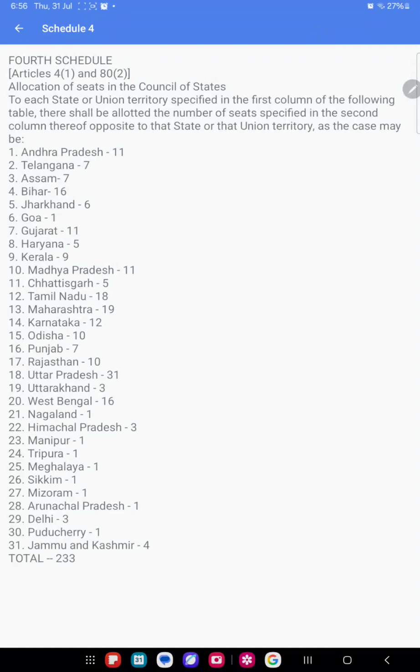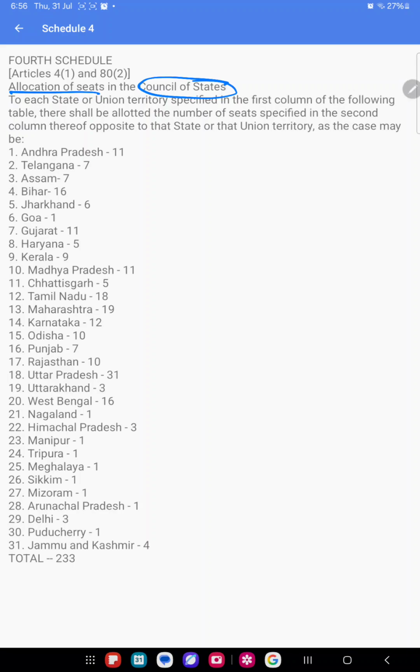Hello all. So in this article we are going to discuss the Fourth Schedule of the Constitution, which talks about allocation of seats in the Council of States. That is, किस स्टेट को कितनी सीट्स allocate की जाती हैं in the Council of States, वो इस schedule में mentioned है.